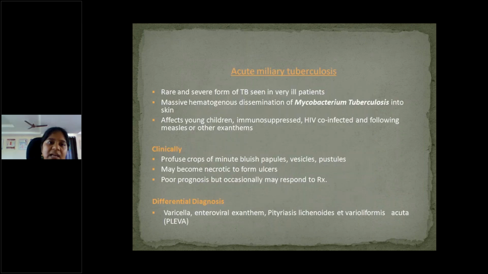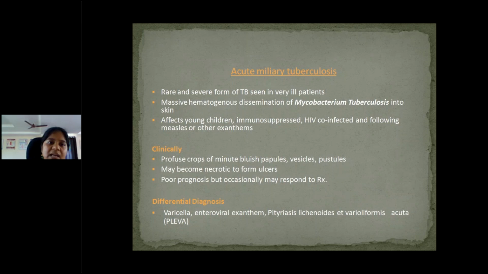And then coming to acute miliary tuberculosis, it's a rare and very severe form of TB seen in very ill, very immunocompromised patients. Massive hematogenous dissemination of Mycobacterium tuberculosis into the skin. So there is no particular one or two lesions; it's affecting the whole body. It affects most commonly children, immunosuppressed, HIV co-infected. Always think of HIV when you see miliary tuberculosis, and in measles or other viral infections where immunity is dropped, we can find acute miliary tuberculosis.